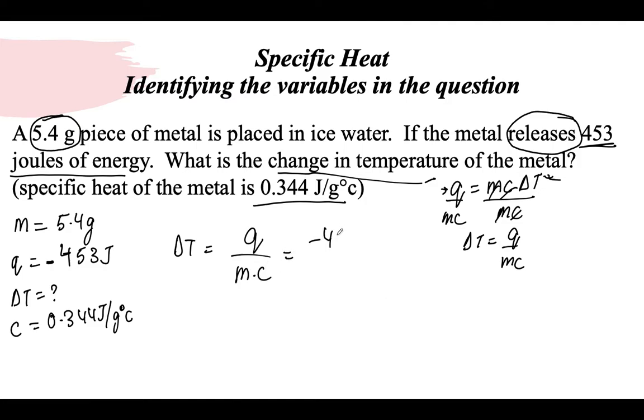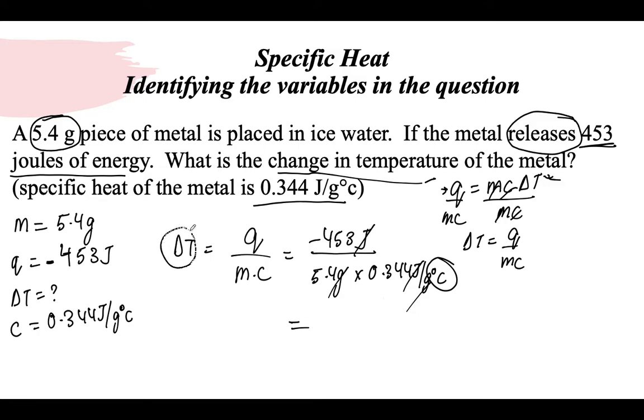Right? So that's your formula. Delta T equals Q over MC. Q is negative 453 joules. Again, you guys see it. I'm putting all of the units because I want to make sure that my formula is correct at the end. Mass is 5.4 grams and your C is 0.344 joule per gram degrees Celsius. Okay? All right, here. Can I cancel the joules out? Obviously. Grams out? Yeah, for sure. And you're left with degrees Celsius. And temperature is measured in degrees Celsius.